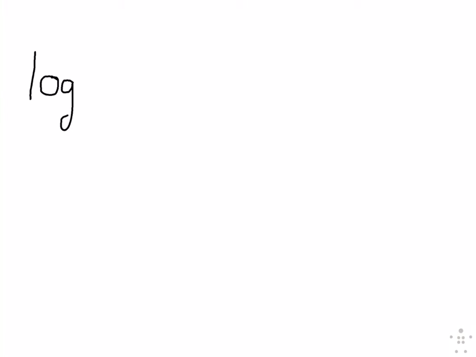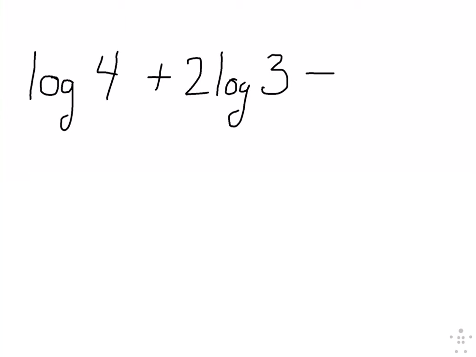Let's go log of 4 plus 2 log 3 minus the log of 2. And what we want to do is we want to condense. We want to get it all down into 1 log. Okay? So when we're doing this, probably the easiest way to go about it is put the exponents back in first.